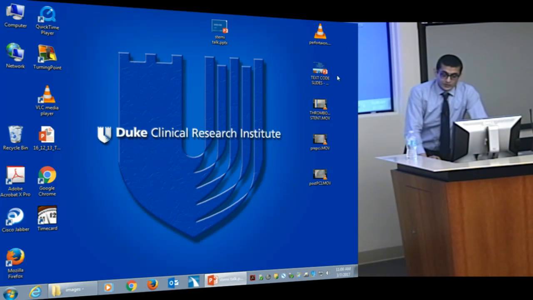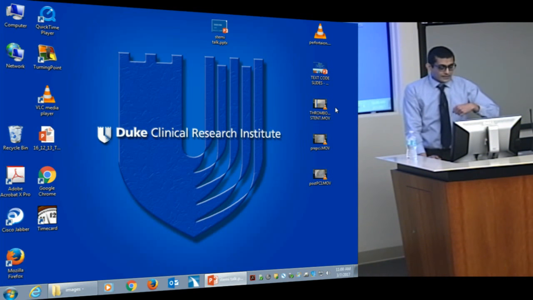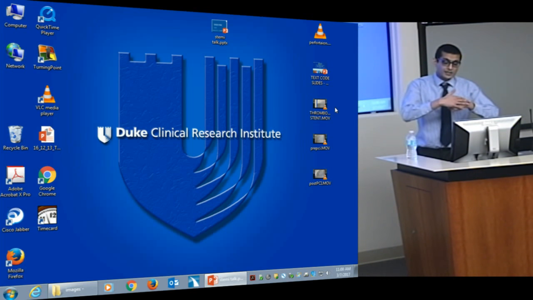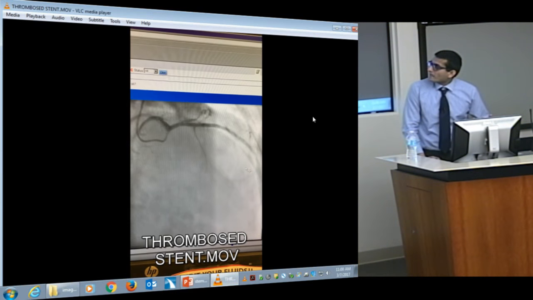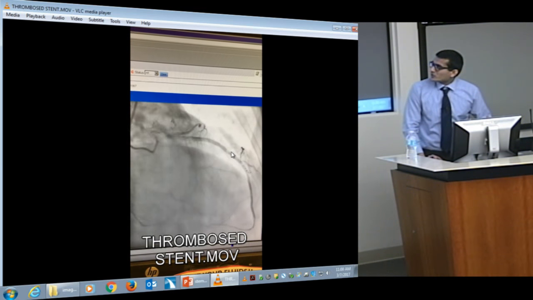She went outside in the recovery area and we realized that her heparin that was given in the IV line had tissued, so really all the heparin went subcutaneously. She essentially didn't receive any heparin for the procedure, and her stent thrombosed. So this is what a thrombosed stent kind of looks like.